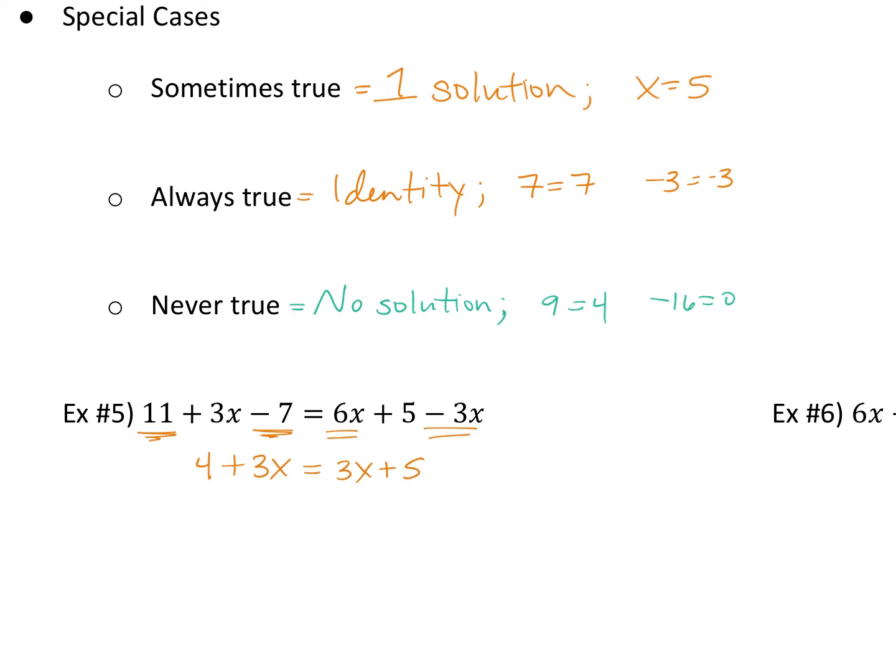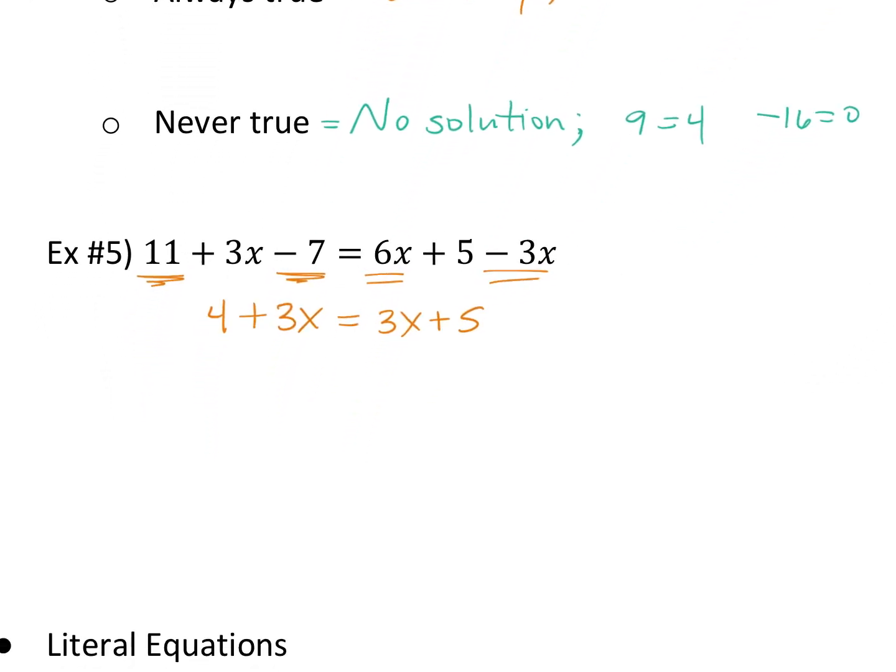What's your next step? Add, subtract, multiply, divide. What would you do next? Subtract what? Yeah, move those x's. So if I subtract 3x here, then I have to subtract 3x here. Well, wouldn't you know it? They just go away because those are both 0. So I have 4 equals 5. What does that mean? It is never true, right? 4 never equals 5. Therefore, you have no solution.